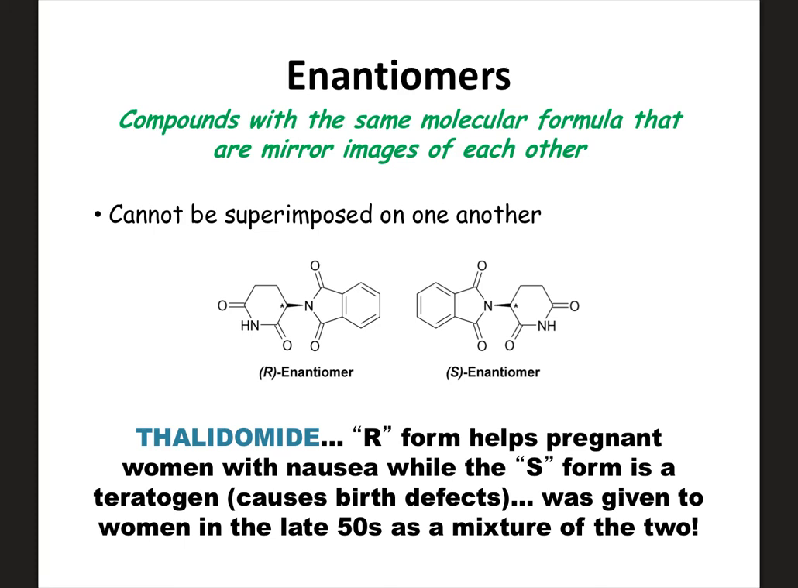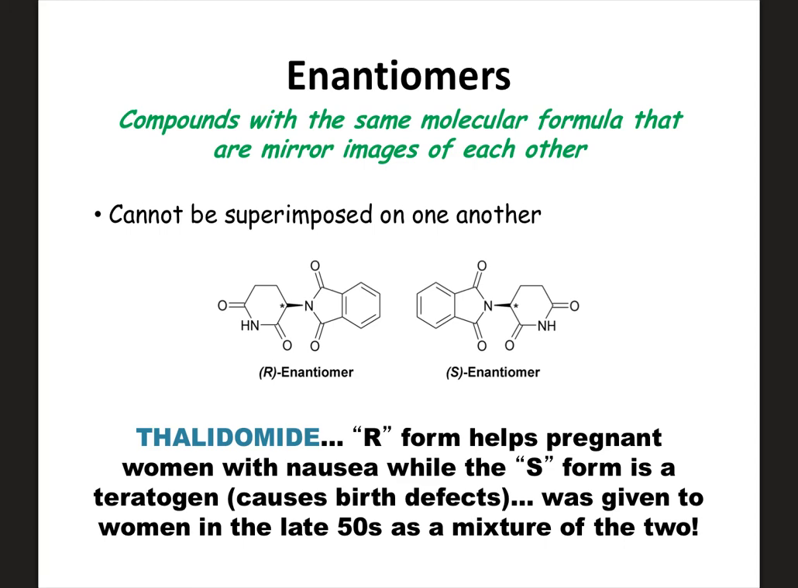It actually had two different forms, but they didn't know it. So what happens here is the R form, which you can see here on the left, actually helps pregnant women with nausea. All right. But the S form is a teratogen. Basically, it causes birth defects. Well, when this was given to women to help their nausea while they were pregnant, they were giving it to them in a mixture of the two. So they were helping their nausea, but actually causing birth defects in the process.